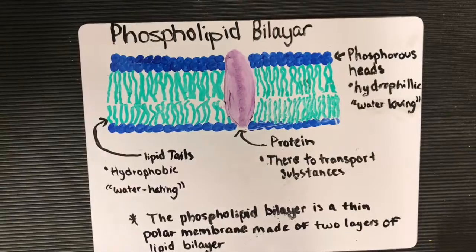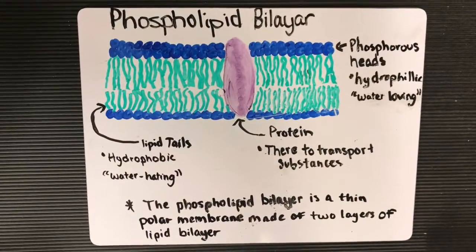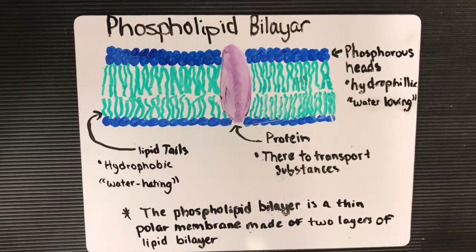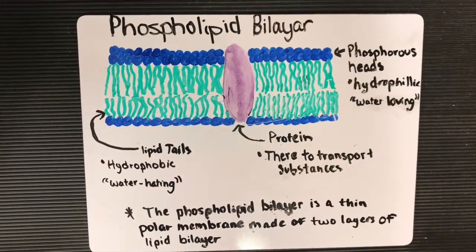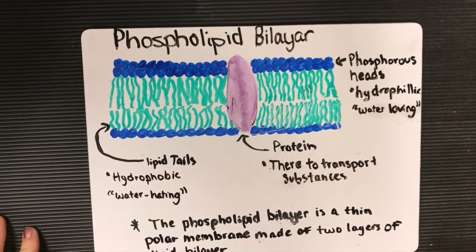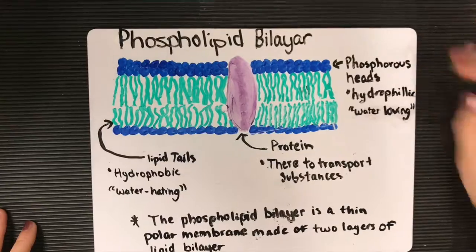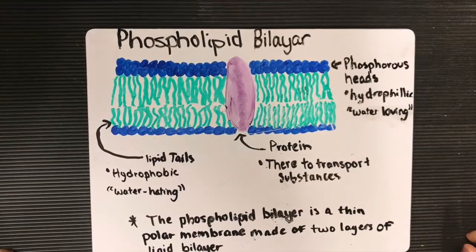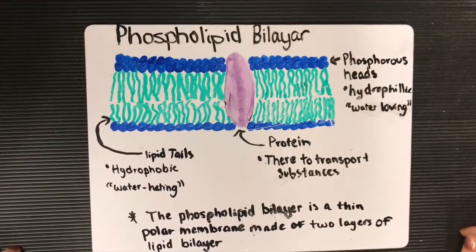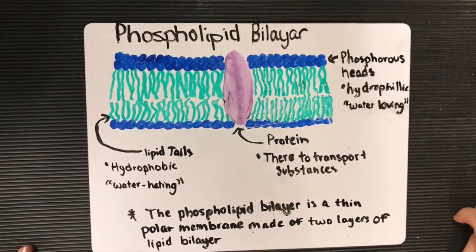Phospholipid bilayer. The phospholipid bilayer is a thin polar membrane made of 2 layers of lipids. Here's your image of the phospholipid bilayer. Right here, these are the lipid tails, which are hydrophobic, which means they're water-hating. Right here, the blue things are phosphate heads, which are hydrophilic, which are water-loving. And here are proteins, and they're there to transport substances.